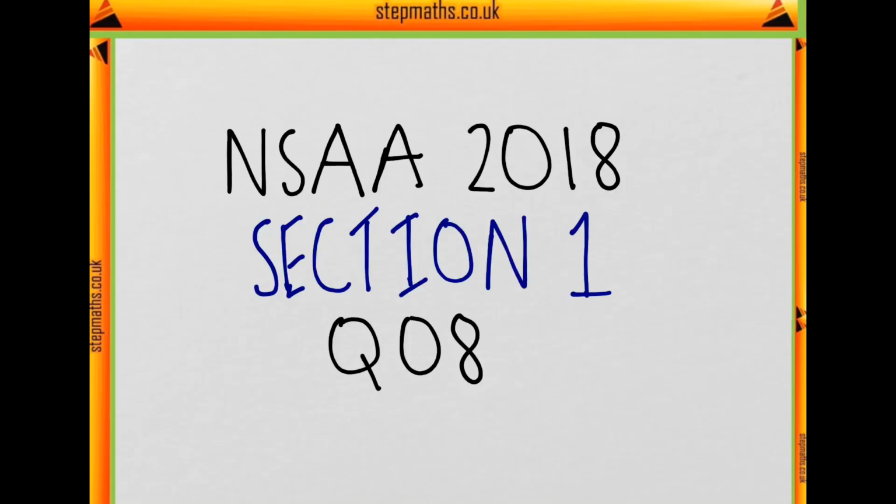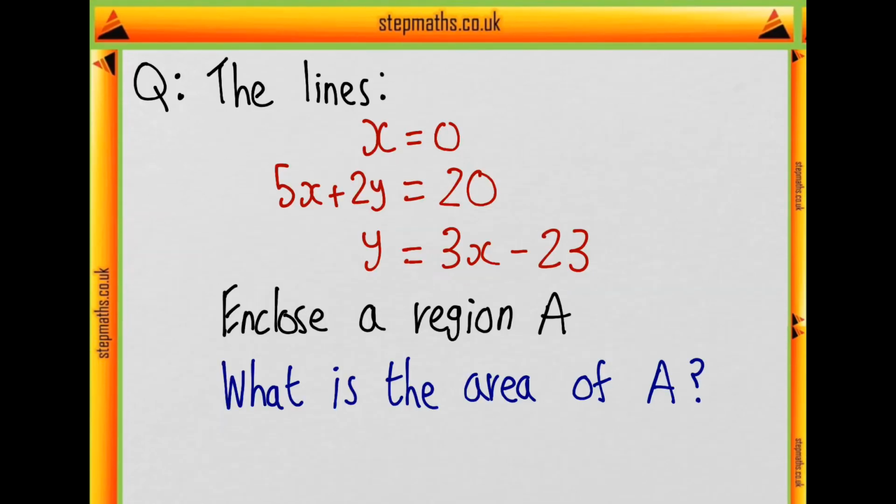This is question 8 of section 1 from the 2018 NSAA paper. In this question, we're given 3 lines in a variety of different forms: x equals 0, 5x plus 2y is equal to 20, and y equals 3x minus 23. We're told that these 3 lines enclose some region, let's call it A, and we're asked what's the area of A.